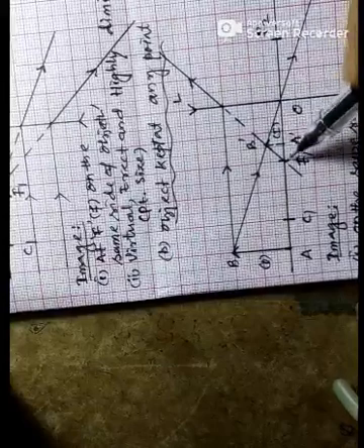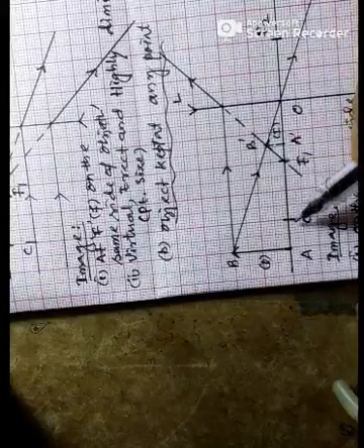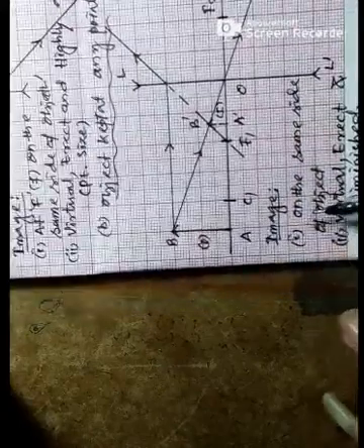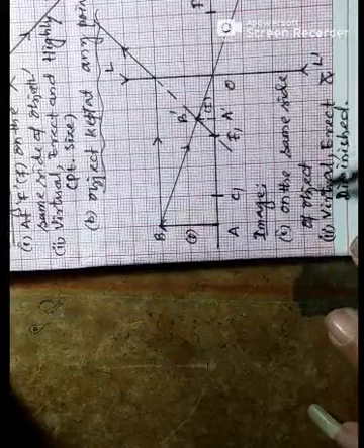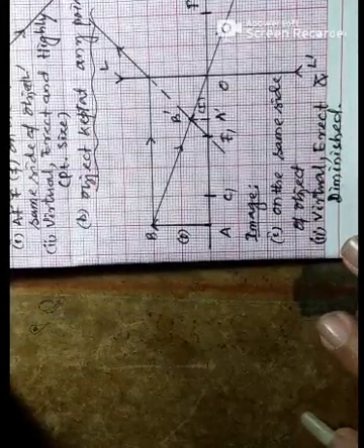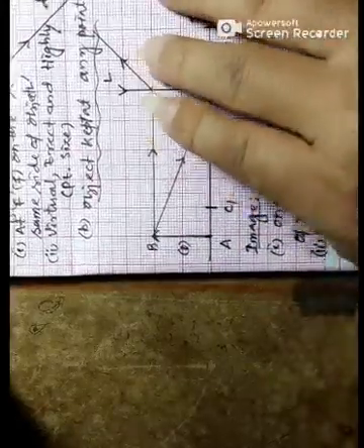Now, second condition, if the object is kept at any point, you can put it at F, between F and C, or beyond C, any point. There the image will be formed on the same side of the object, and it is virtual, erect and diminished. Got it?